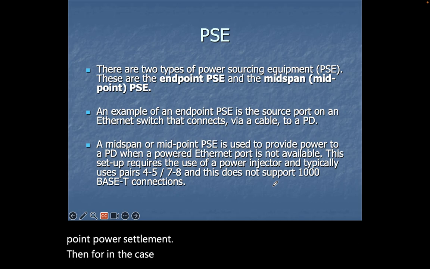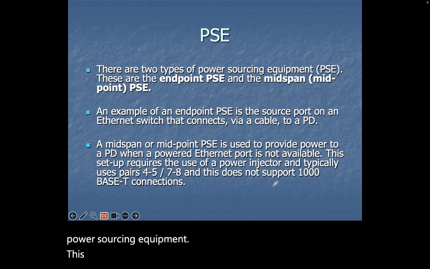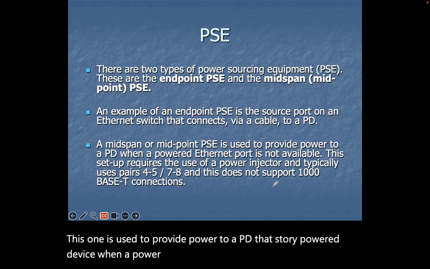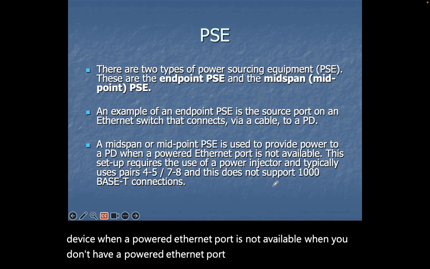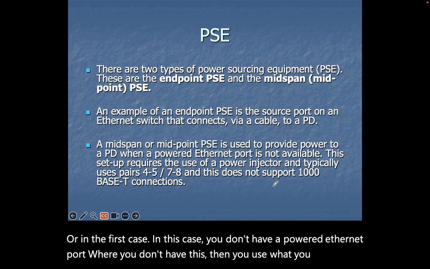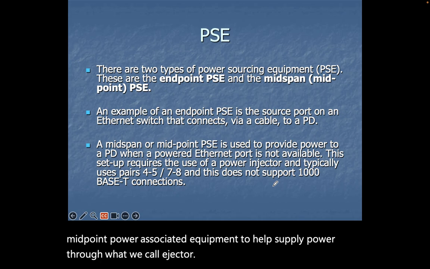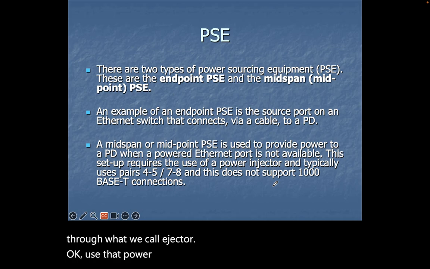Then, in the case of midspan, or what we call the midpoint power source equipment, this one is used to provide power to a powered device when a powered Ethernet port is not available. When you don't have a powered Ethernet port, you use the midpoint power source equipment to help supply power through what we call an injector.